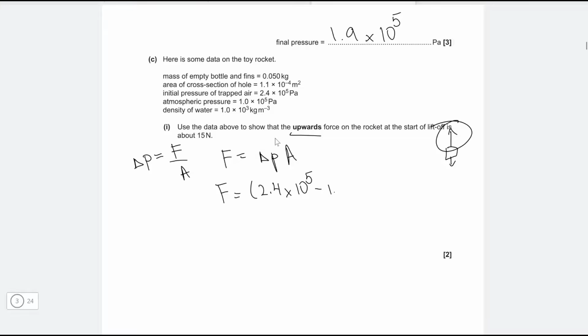So really tricky question actually. So 1.0 times 10 to the power of 5, and let's multiply that by our cross-sectional area, which is given up here. That's going to be 1.1 times 10 to the power of 4. Plug that into a calculator. We're going to get about 15.4 newtons. Well, also in this case we're only working up to two significant figures, so let's just say that this is equal to 15 newtons.